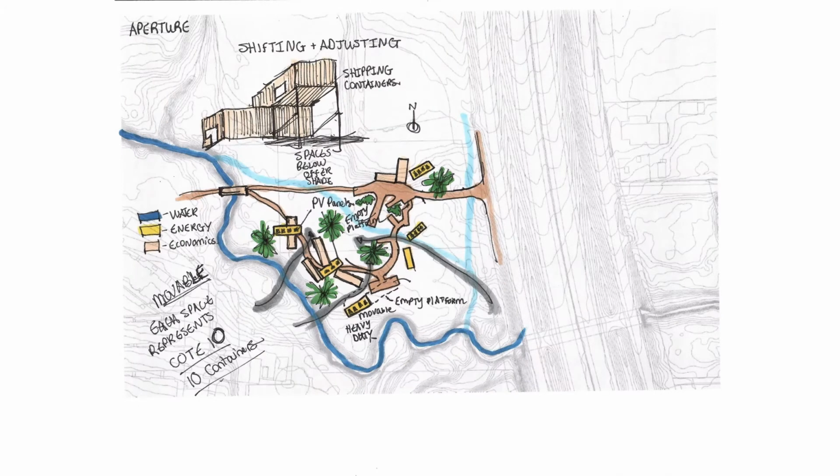Next, I explored the idea of shifting and adjusting. Stacking reused storage containers creates interesting and dynamic shapes while also being durable and strong. With this design, we can explore the idea of having a dedicated space for each of the 10 cost measures.